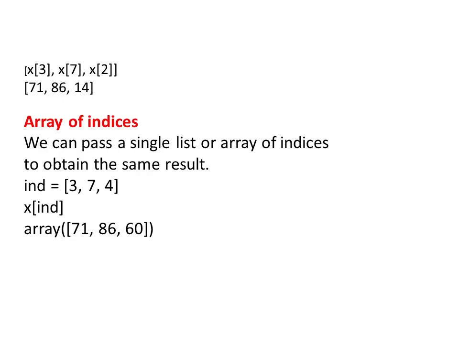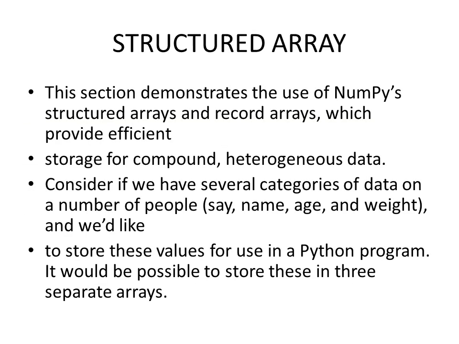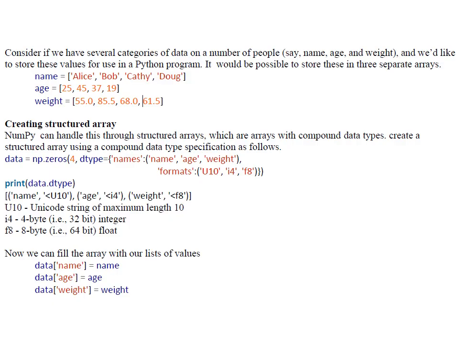So next will be structured array. This section demonstrates the use of NumPy structured arrays and record arrays, which provide efficient storage for compound and heterogeneous data. So we have categories. A structured array gives us a categorized data format with an example, say name, age, weight. It gives us particular data for name, age and weight, and it creates a structured array with a data type with rows and columns, and whether it's 4 byte or 8 byte, whether the values are integer or float. So it gives us structured data.